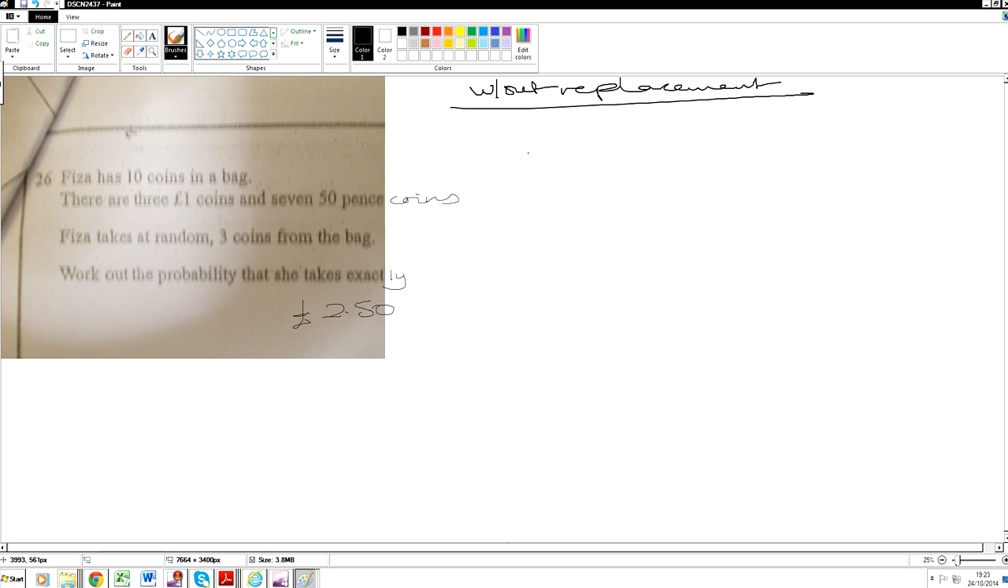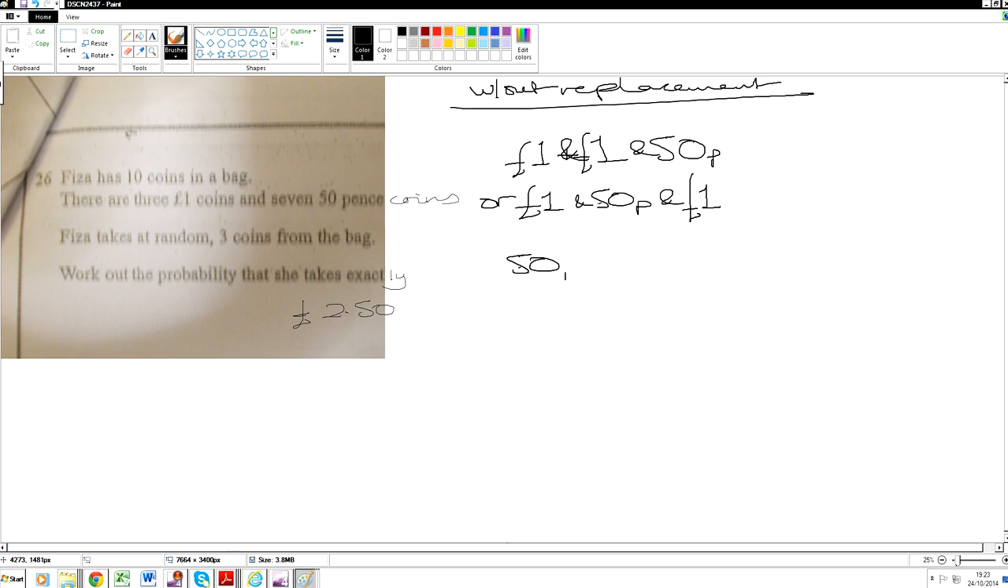So we've got to work out how you make £2.50. You can either have £1 and £1 and 50p. That's one way of making it. Or you can have £1 and 50p and £1. Are you writing all this down, folks? What other way could you do it? You could have 50p first, and then £1 and £1. So how many different ways do you have of making this £2.50? Three different ways.